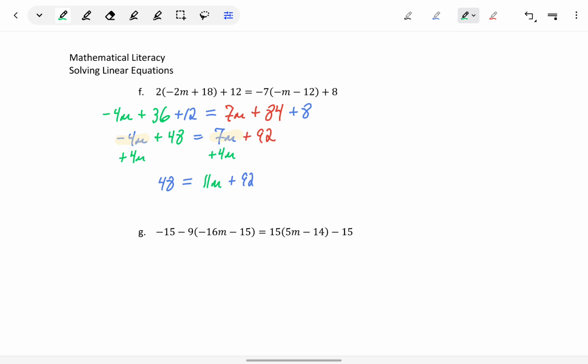Now our variable only occurs on one side of the equation, and we need to get rid of the constant term on that same side, so we'll subtract 92 from both sides, which will leave us with negative 44 is equal to 11m, and then in our last step we'll divide both sides by 11, giving us negative 4 is equal to m, which is the same thing as writing m is equal to negative 4.